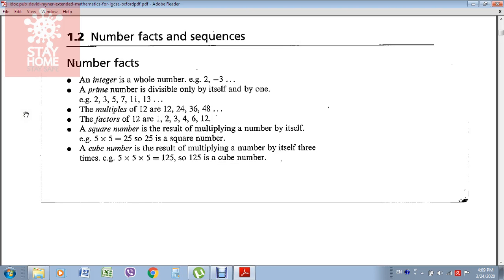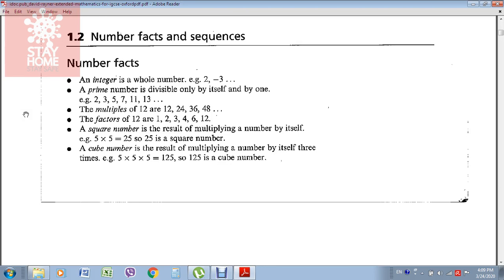Number facts. An integer is a whole number, like 2, 3, 4, 5, minus 1, minus 2, minus 3. These are all whole numbers having no fraction, no decimal, meaning the complete number. If it is 2, it means full 2, not 2 and a half like this.